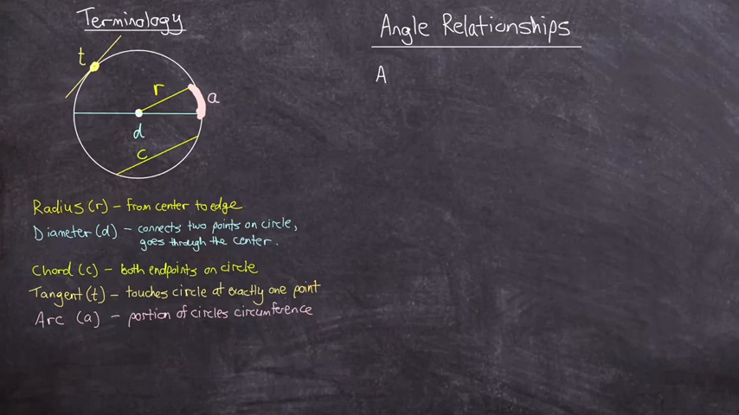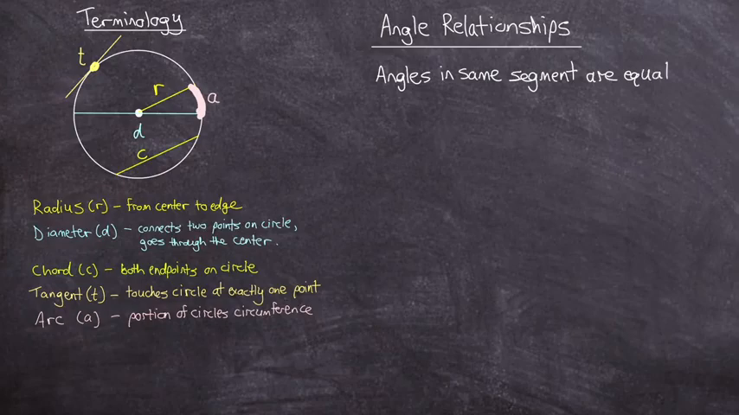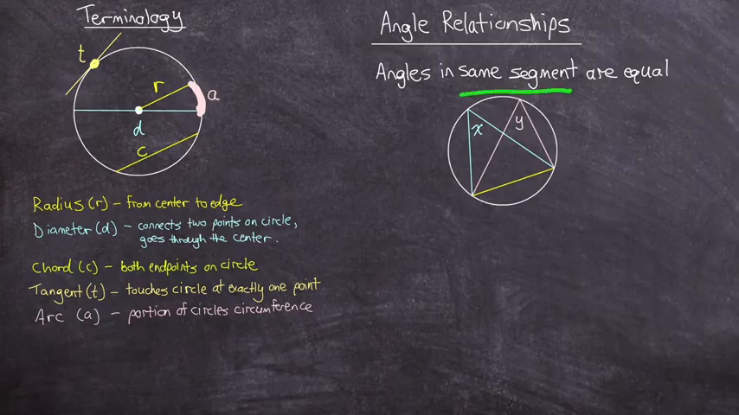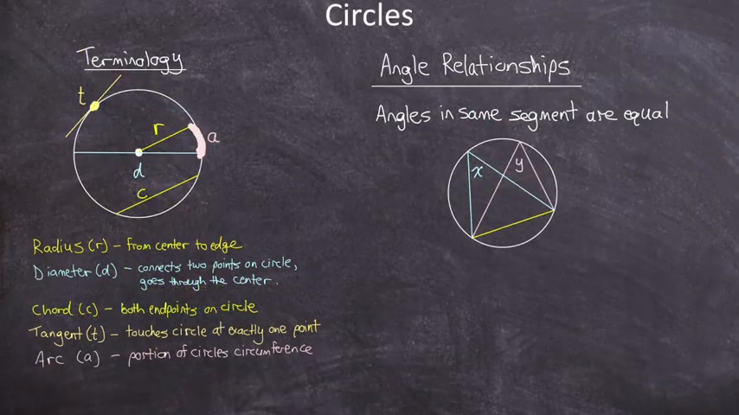The first angle relationship you should know is that angles within the same segment are equal to each other. Let me show you what this means. If we have some chord on this circle, and now I'm going to draw 2 angles on the circumference of the circle subtended by this chord. So I'll draw angle X, and I'll also draw angle Y. Because both angle X and angle Y are subtended by the same chord, and they're both on the same side of that chord, so they're within the same segment, then I know those 2 angles have to be equal to each other. So in this rule, I can state that angle X is equal to angle Y.